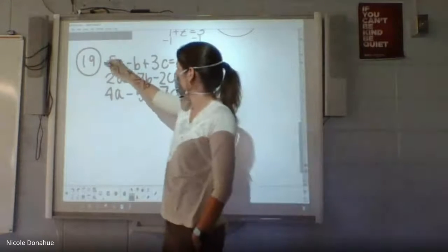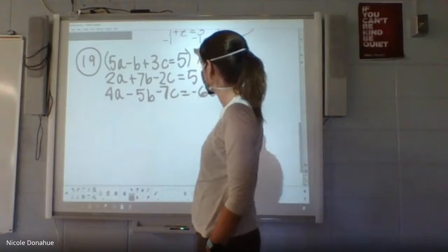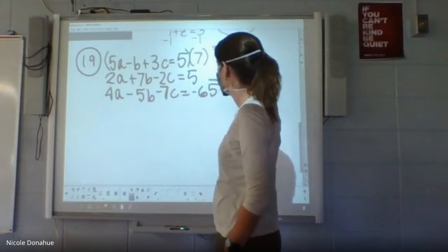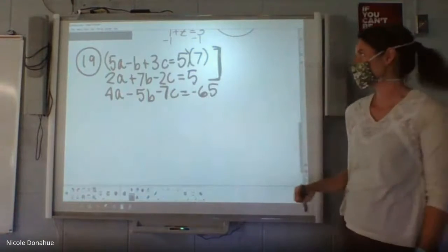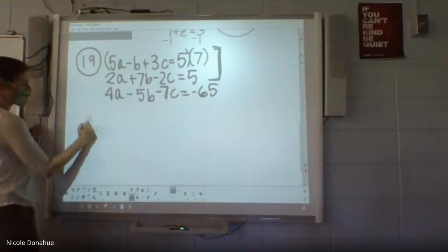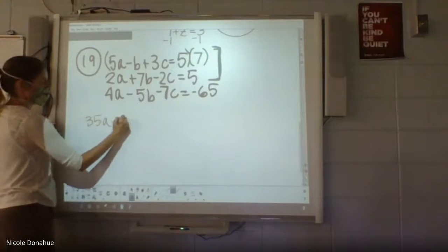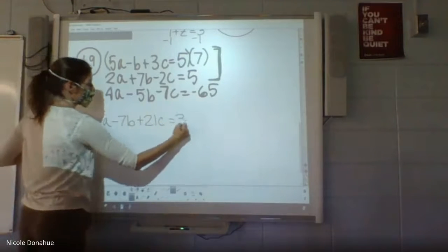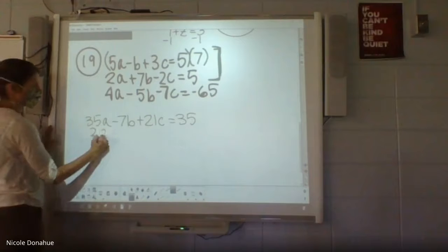So I'm going to multiply this top row by 7. I want to add it with the second row to get rid of the b's. So it's going to be a 35a, a -7b, 21c, and 35. And that's going to get added to the middle row.